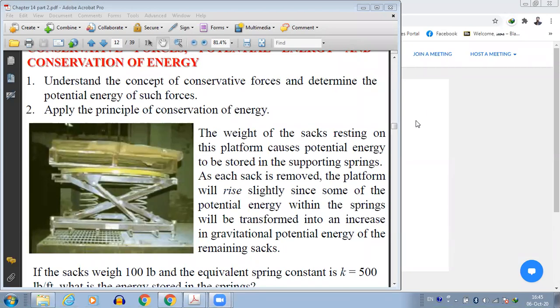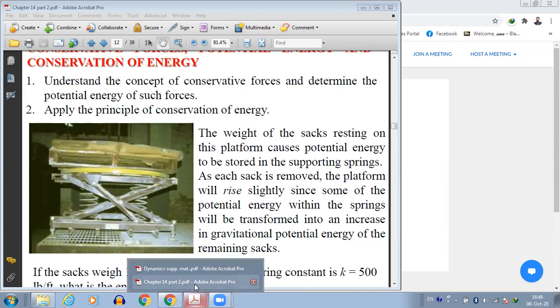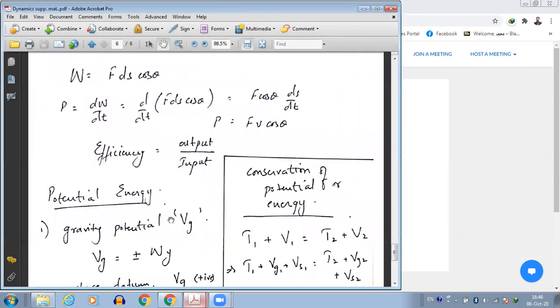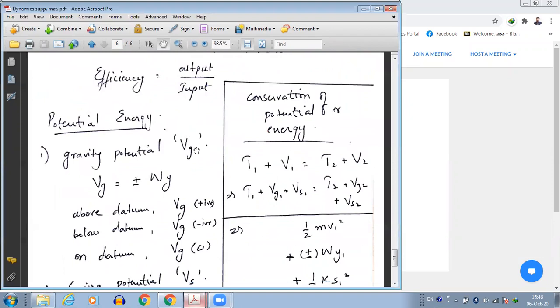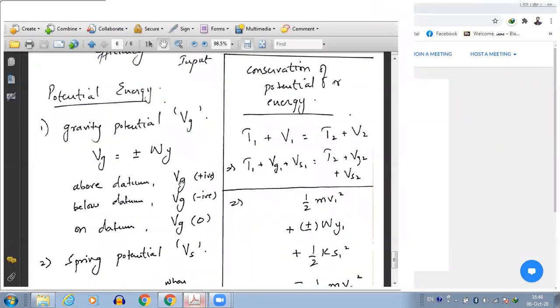Okay, students, let's start back. The next topic, or the last topic for this chapter, is about potential energy. Can you hear me properly? Yes, we can.